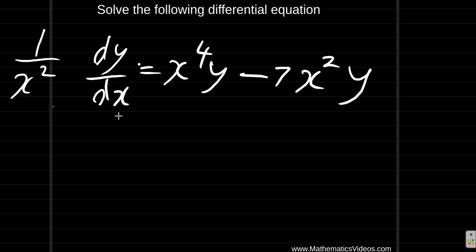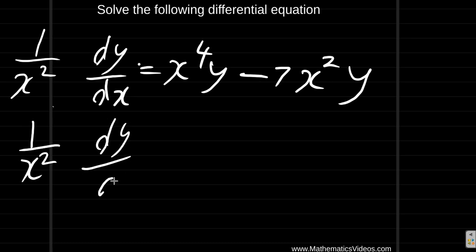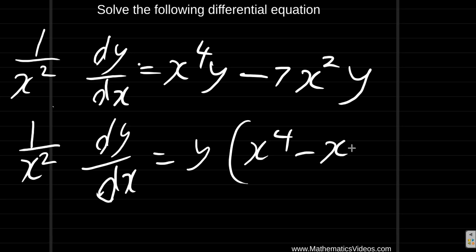Let's see now. Suppose we factorize here. Let's take the y outside. So we have 1 over x squared dy by dx equals y times x to the fourth minus x squared. Okay, good. Now pause the video and finish it off for me. Okay, you finished? So let us continue.